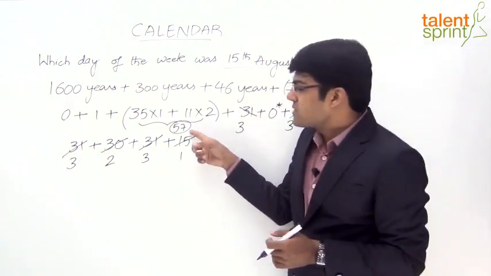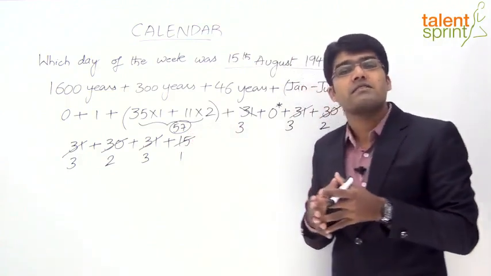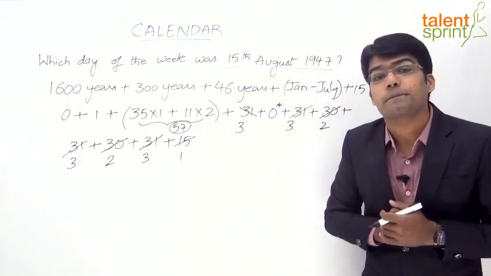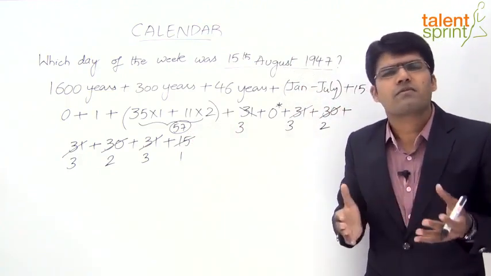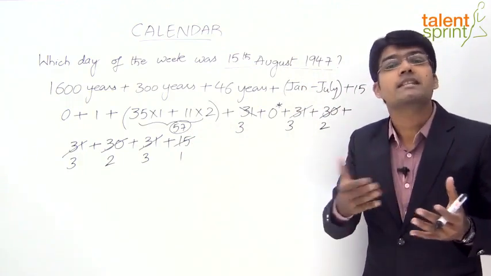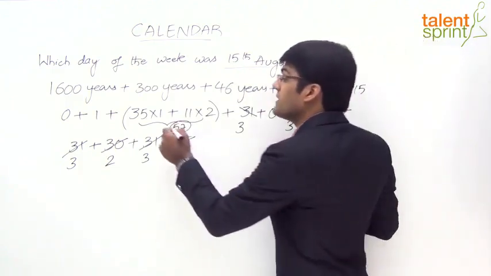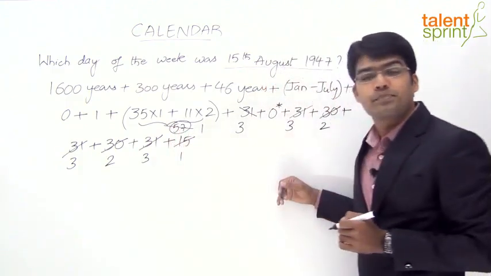Likewise for 57 also, we don't have to add 57 in the sum. What can we do? 57 can be split as 8 weeks plus 1 day. 57 is equal to 56 plus 1. 56 days is equal to 8 weeks, 7 into 8 is 56. 8 weeks plus 1 day. So we don't have to add 57. I can say this is equal to 1 odd day.